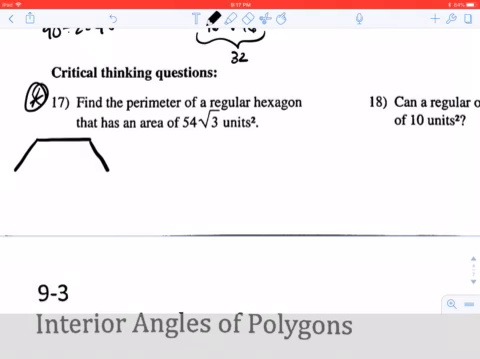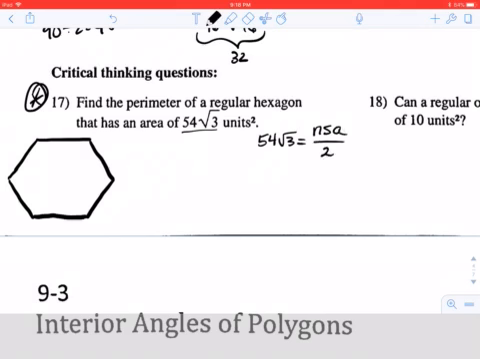I want you to start by drawing a hexagon. Doesn't have to be perfect. Doesn't matter if you don't have stencils. Just sketch a picture of a hexagon. Okay? Now, the area is 54 square root of 3. So I'm going to set that equal to my formula, NSA over 2.